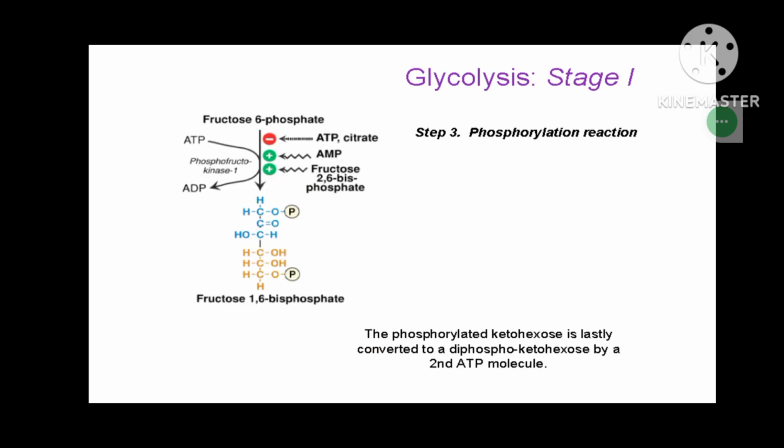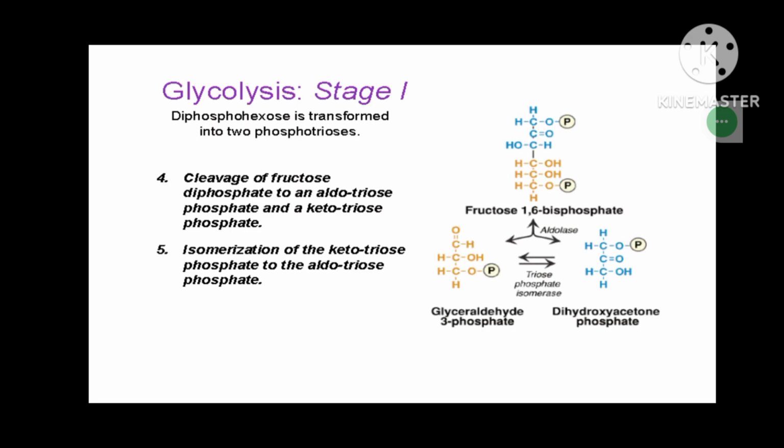Fructose 6-phosphate is then converted into fructose 1,6-bisphosphate. Here again one ATP is converted into ADP. Here, fructose 1,6-bisphosphate breaks down into two 3 carbon compounds. One is glyceraldehyde 3-phosphate and the second is dihydroxyacetone phosphate. Dihydroxyacetone phosphate is converted into glyceraldehyde 3-phosphate by isomerization.